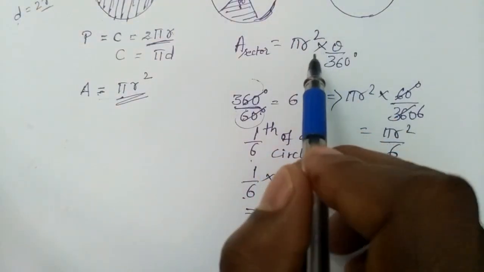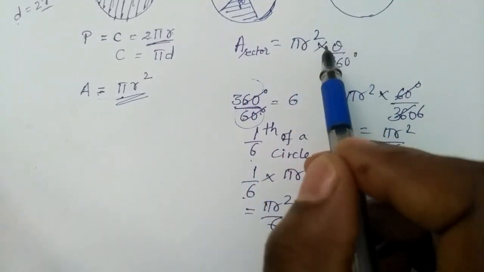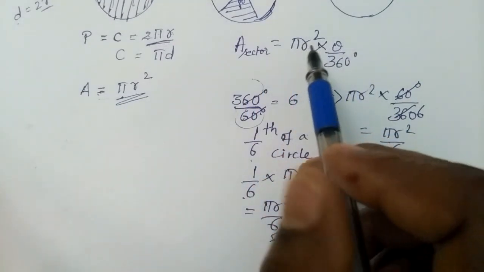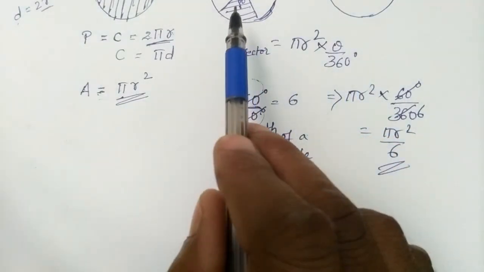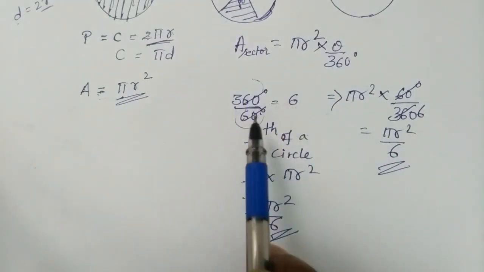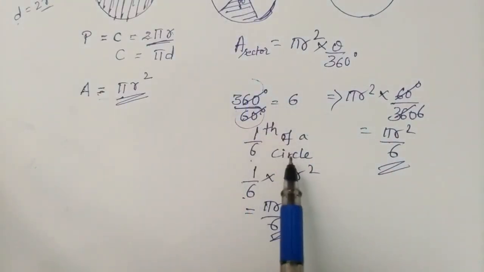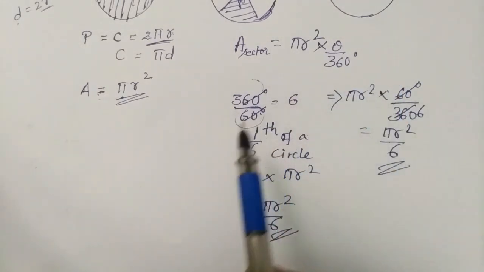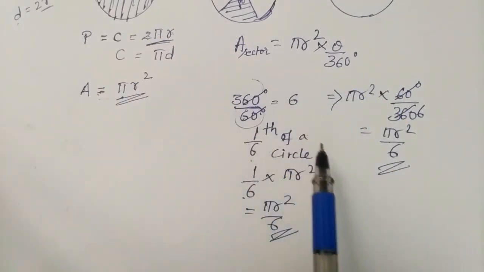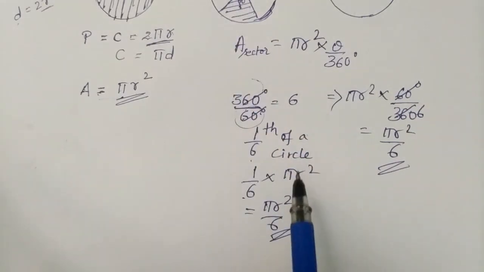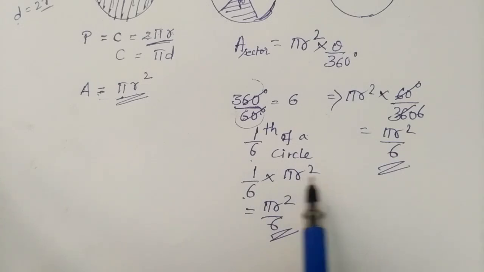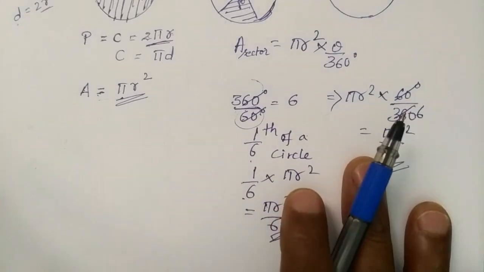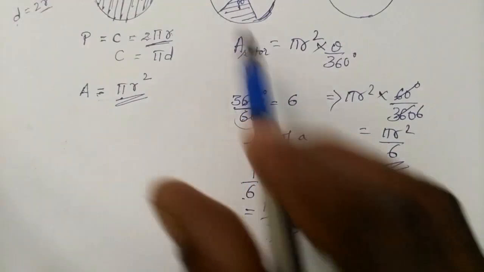This general formula gives you the area of a sector of any angle subtended at the center. The given sector has 60 degrees. Now 60 degrees is the 1 by 6 part of a circle. If we put 60 degrees 6 times, we get the whole circle, 360 degrees. So 1 by 6th of a circle means pi r square by 6. This pi r square by 6 is the area of the given sector.